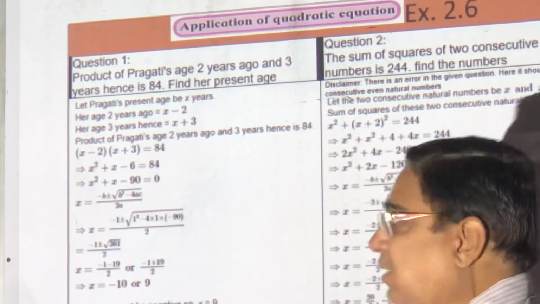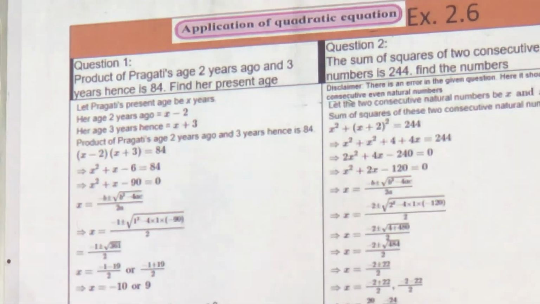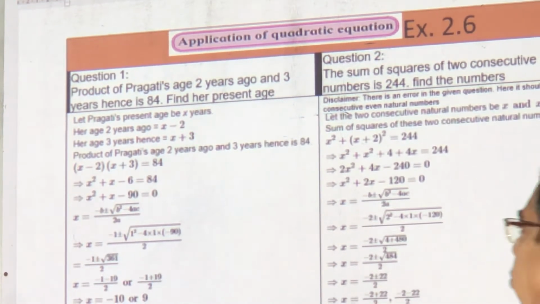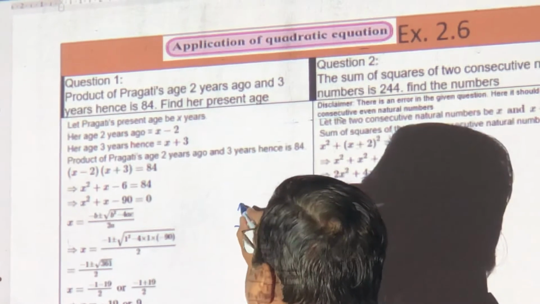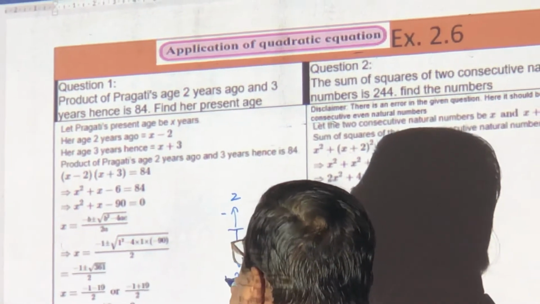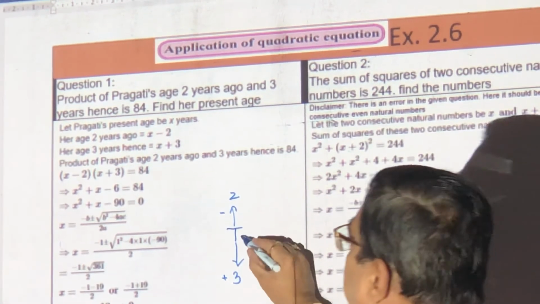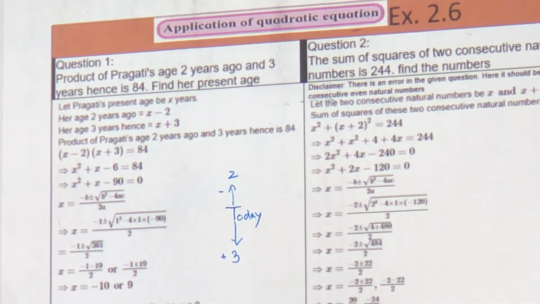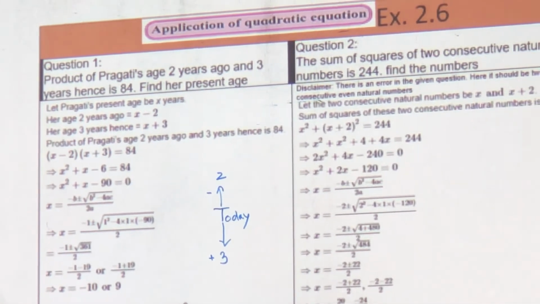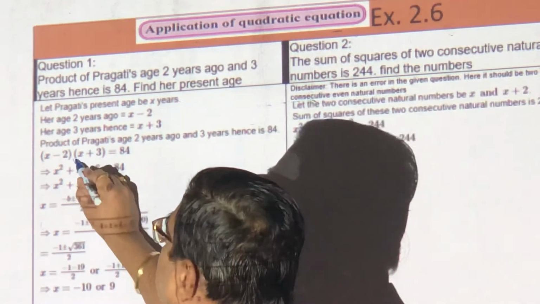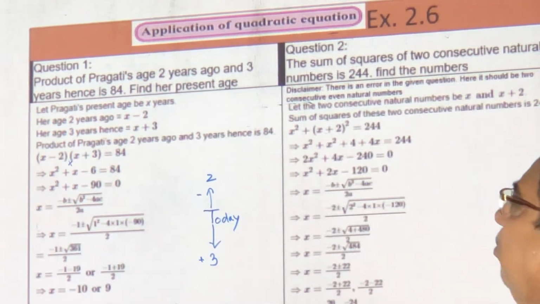I will help you once again. First, product of Pragati's age 2 years ago and 3 years hence. So today Pragati is here. 2 years ago, 3 years hence. Minus and plus, her age will increase. This is today's age. 2 years ago, you were 2 years younger, so I have to minus. 3 years from now, you will be 3 years older. I have to add 3. So, product means multiply is 84.